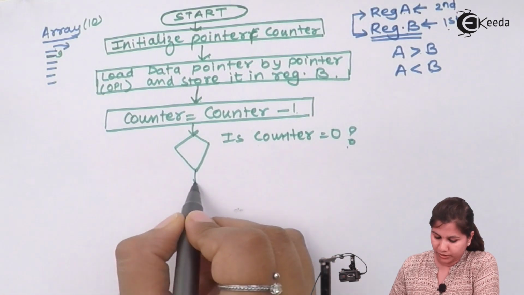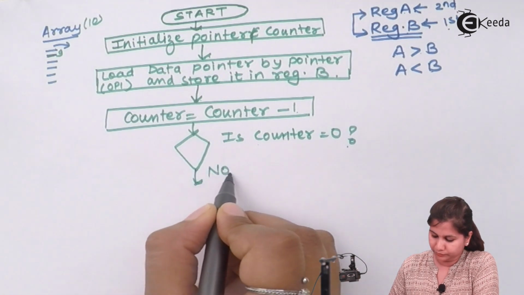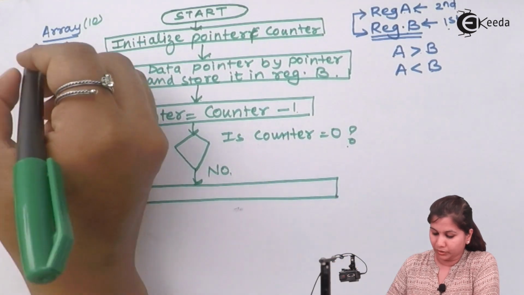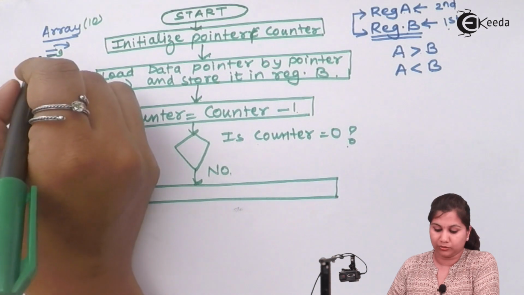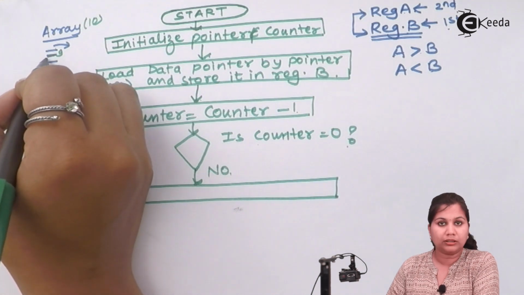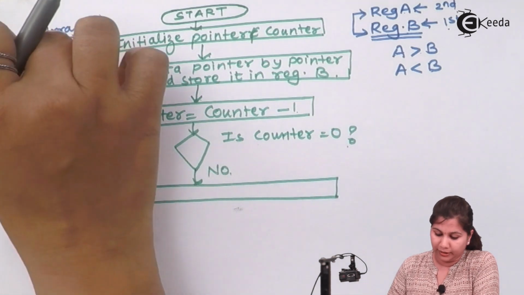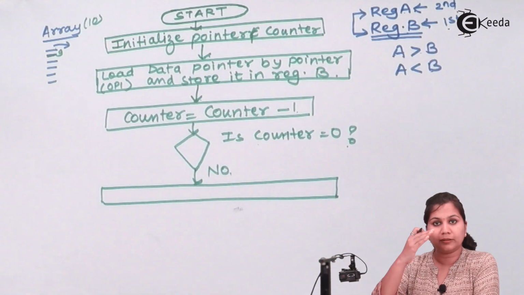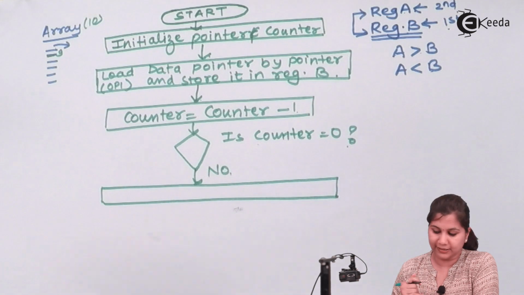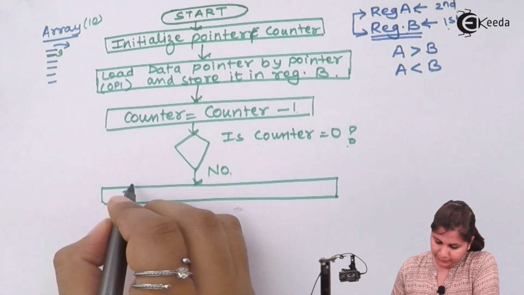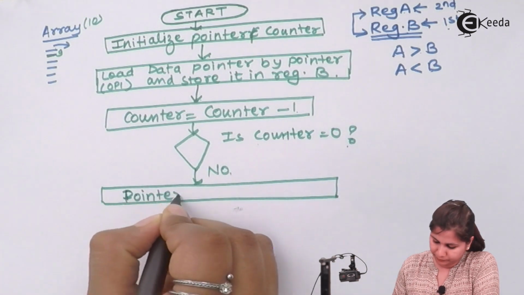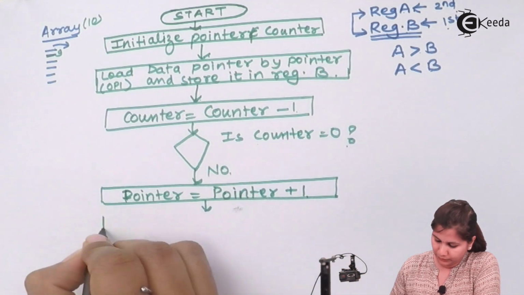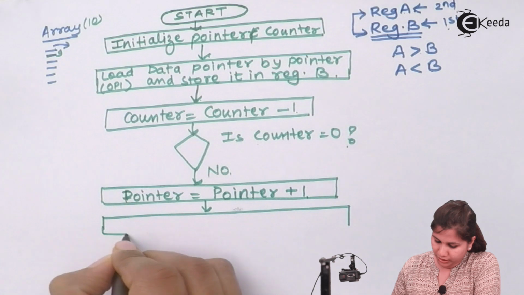If the counter is not 0, then increment this pointer, which means come to the next number. The length of the array is decreasing, but the number's position is increasing. So increment. Next, we have to load this.